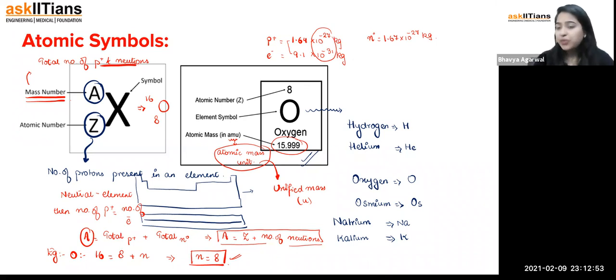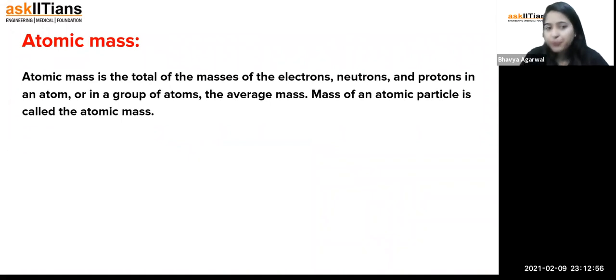The next portion that we have to discuss is the atomic mass. See, atomic mass, as we have just discussed, is the mass of the atom, which is comprised majorly of the mass of electrons, neutrons, and protons. We've just discussed that the neutrons and protons contribute more towards the mass of an atom as compared to the electrons. Electrons contribute negligibly. That doesn't mean they don't contribute at all, only that their mass contribution is negligible.